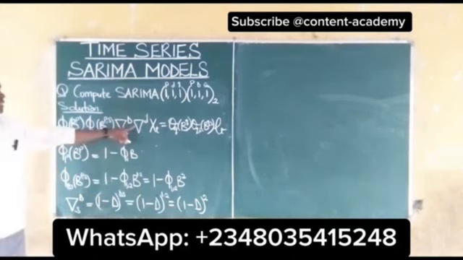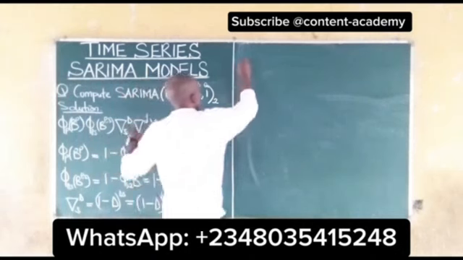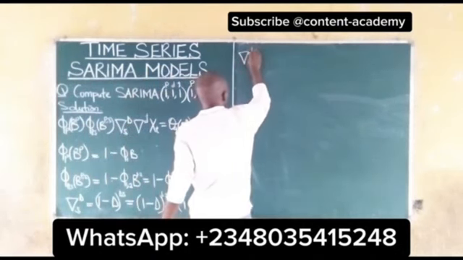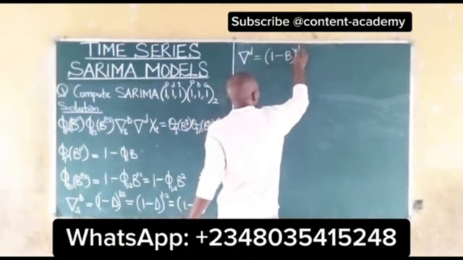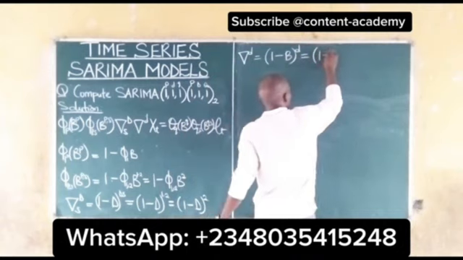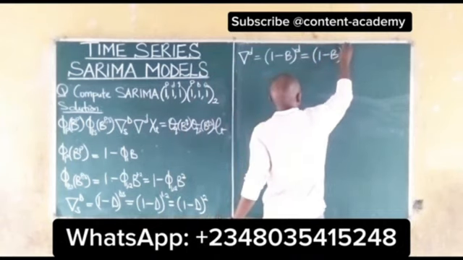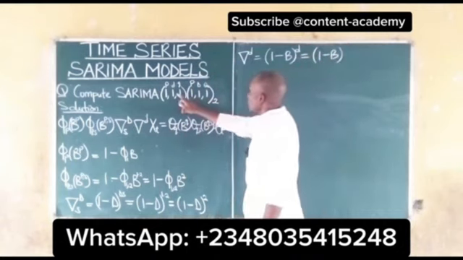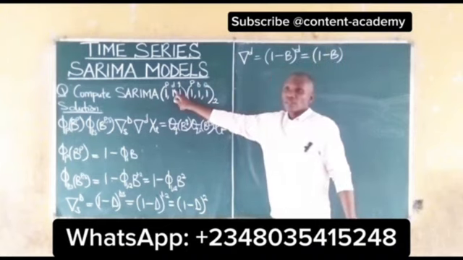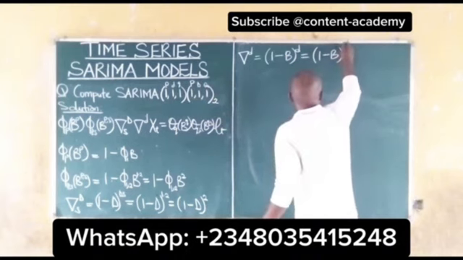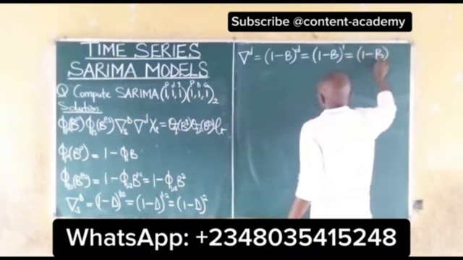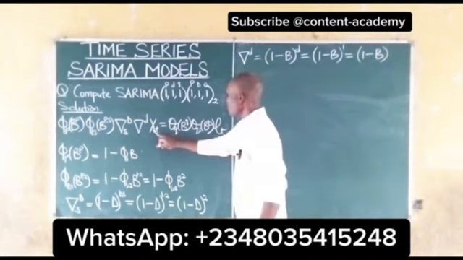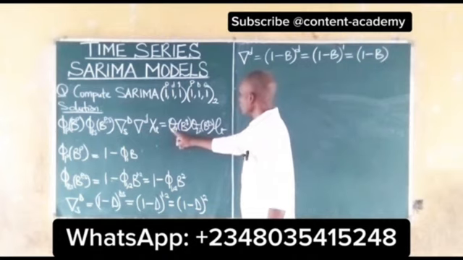We also have our differencing with non-seasonality. That means this part, which is 1 minus B raised to the power of d. d is 1, just 1. The non-seasonal part is 1. So it means that we have just 1 minus B. Then we have X_t, which is our time series value.